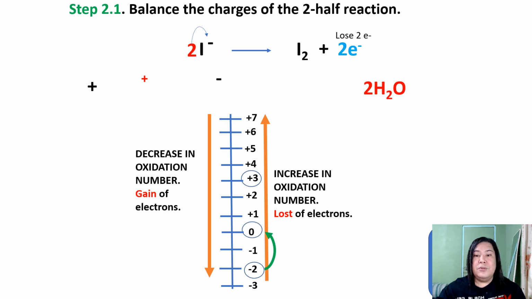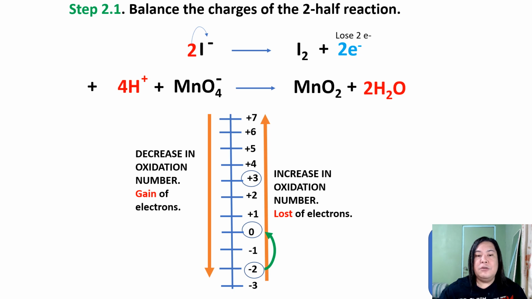Kakaroon kayo ng 2 electron loss. Next, pagdating doon sa other half reaction ninyo, meron kayong 4 hydrogen ions reacts with 1 permanganate ion. So, paano malalaman yung charge ng reactant? Since meron kayong 4 dito, 4 times positive 1, that is positive 4. Plus, di ba pag nagbabalance tayo, pag 1 ang coefficient, hindi na natin sinusulat.